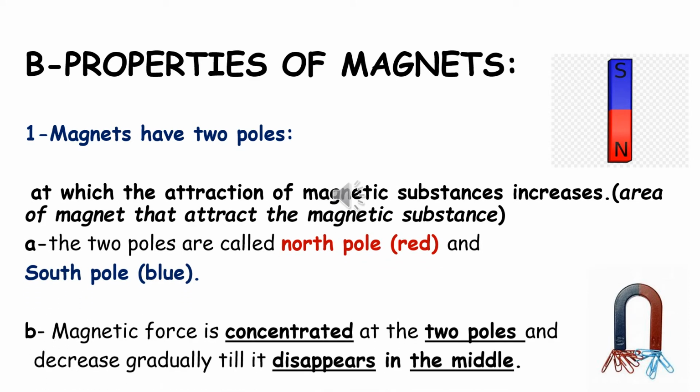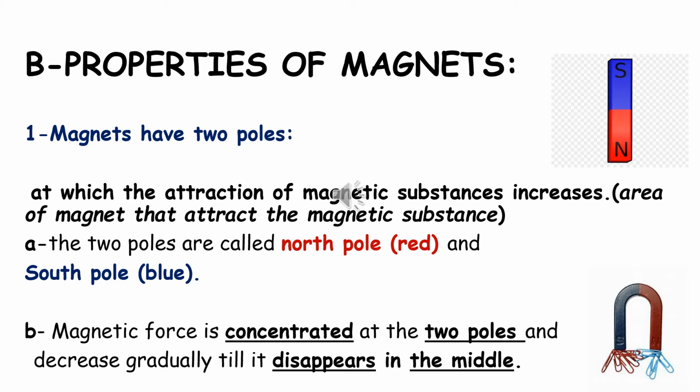In the second part of the lesson, we will talk about the properties of the magnet. The first property of the magnet, that all the magnets have 2 poles. The 2 poles, they are the 2 ends of the magnet. We call them 2 poles, at which the attraction of the magnetic substance or the magnetic materials increases.